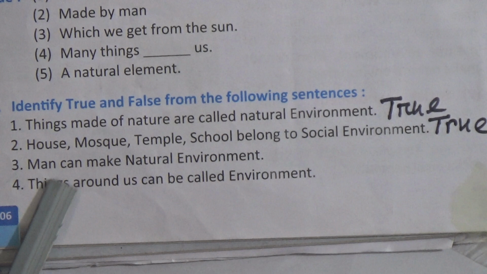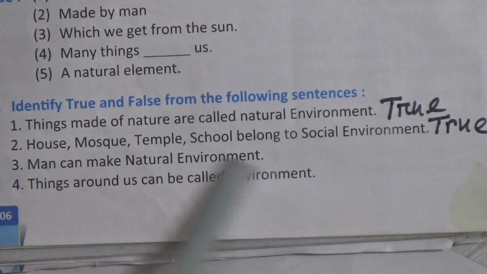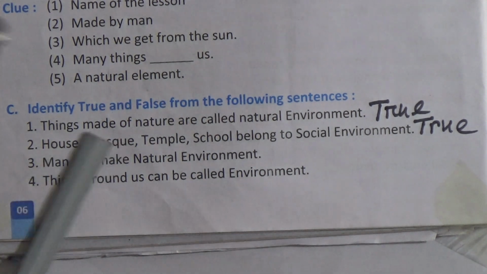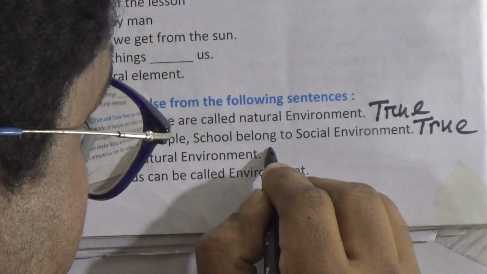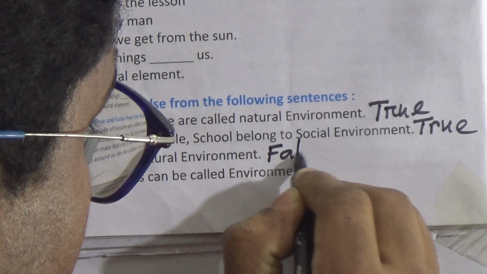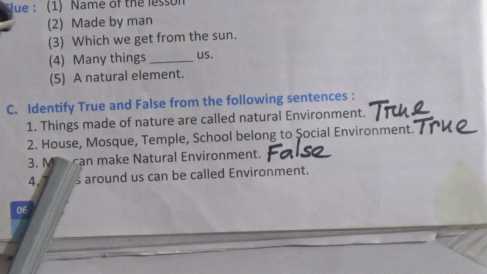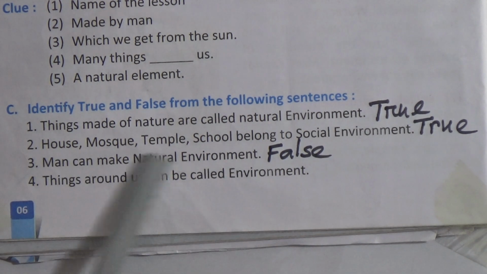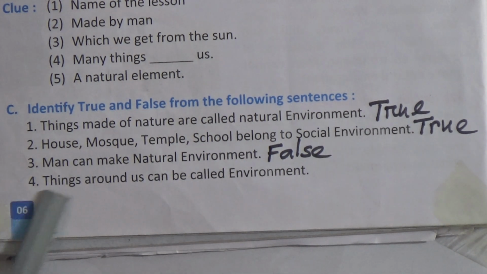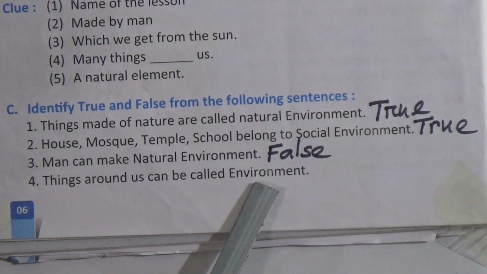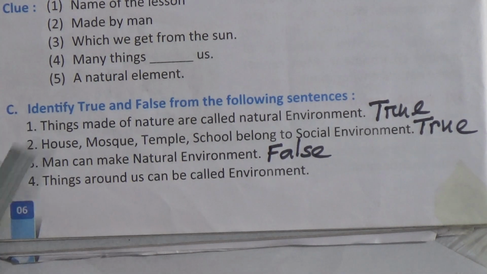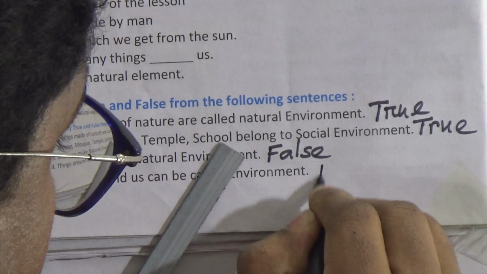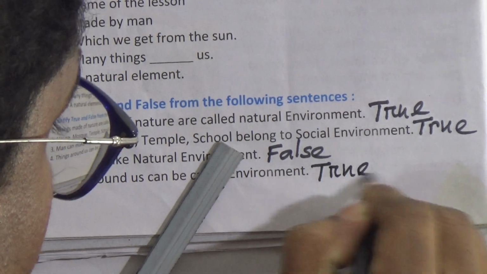Number 3, men can make natural environment. Is it true or false? False, because men cannot make natural environment. We cannot make trees, we cannot make air. Number 4, things around us can be called environment. Yes, everything around us that you use is called environment. So this sentence is true.